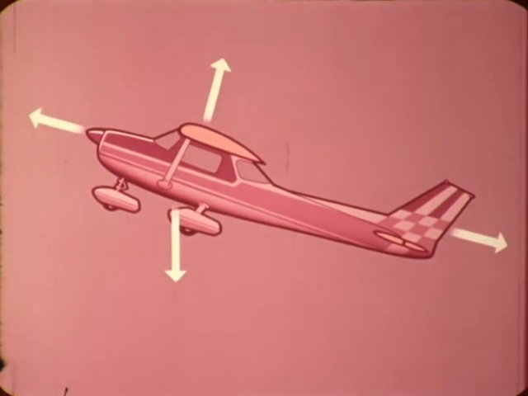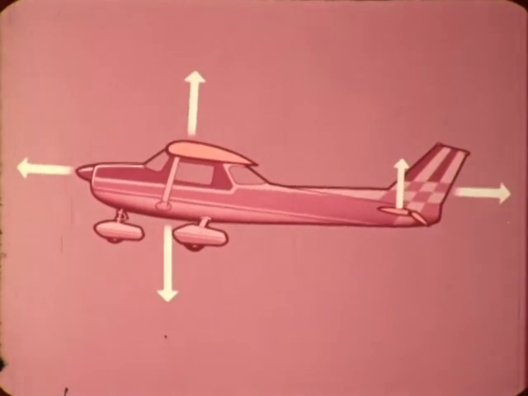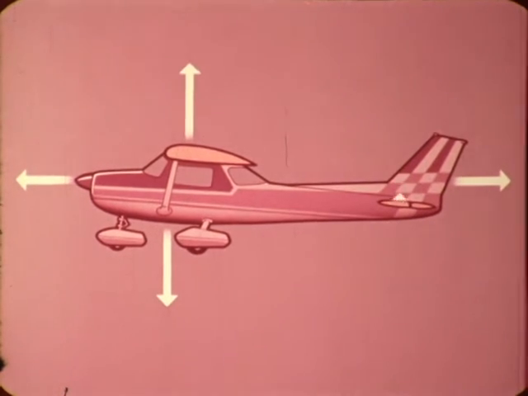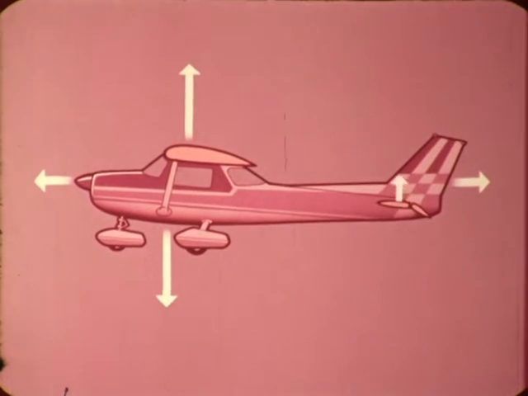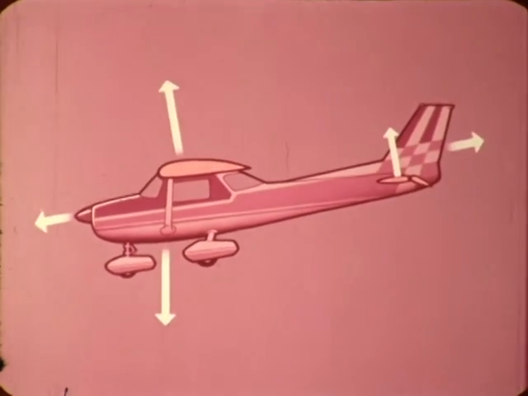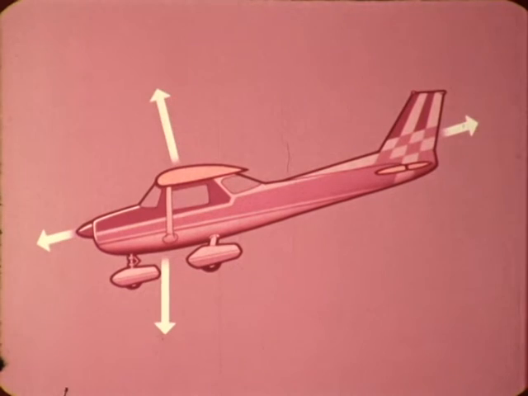To level off, the elevator is used in the opposite sense, to lift the tail. And thrust must be reduced to allow the airplane to remain at a speed where lift exactly equals weight. To descend, the elevator is again lowered, and the tail lifts. And thrust must again be reduced to take account of weight acting forward down the flight path.